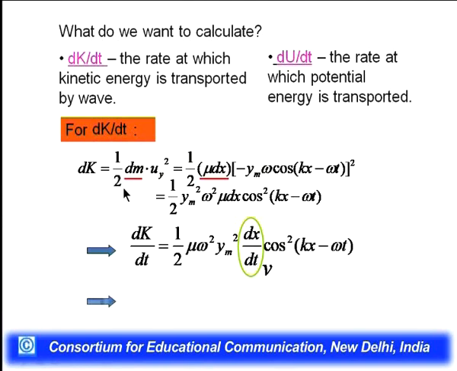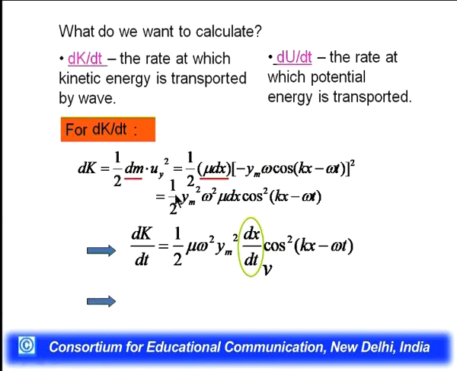First we take dK by dt, the kinetic energy. dK is defined by 1 by 2 dm into uy squared. This is a simple propagation equation. Now here we put the value of uy, and dm is defined by mu dx, and minus omega y m, this defines the velocity.